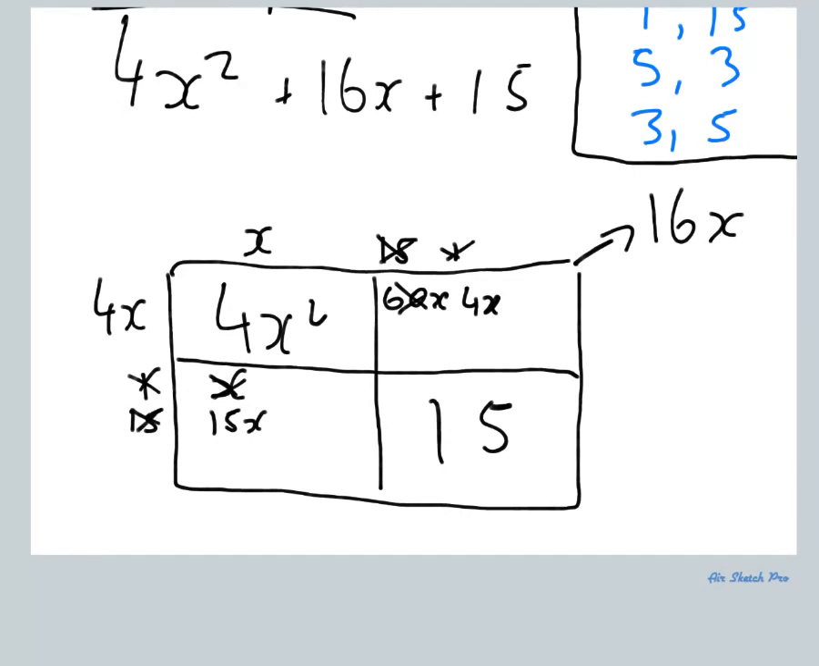That doesn't work. So we need to move to the next factor pair, which is 3 and 5. So I put 3 here, and I put 5 here, and I go again. 4x times 3 is 12x.